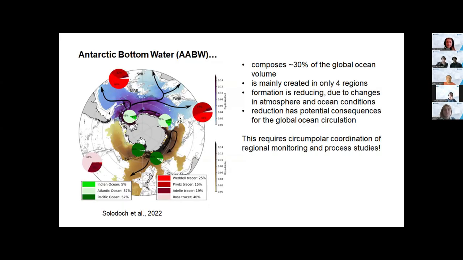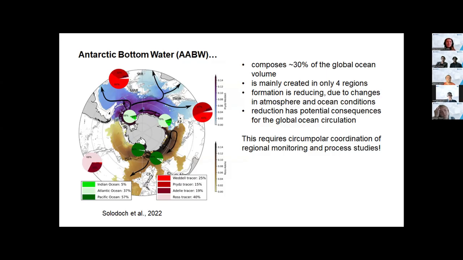So some of the processes that occur on the continental shelves result in the dense water formation that we just talked about, and this results in the formation of Antarctic bottom water. And so that's a very important water mass in the global ocean. It composes up to a third of the global ocean volume. And interestingly, it's mainly created in only 4 regions around the Antarctic.